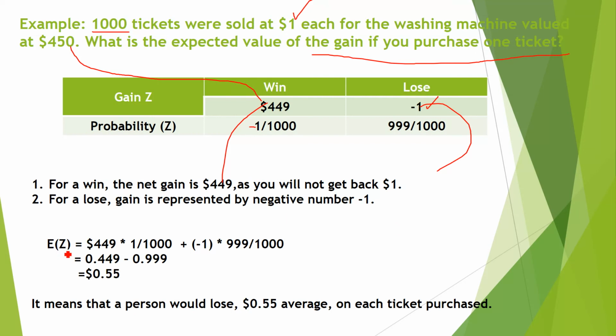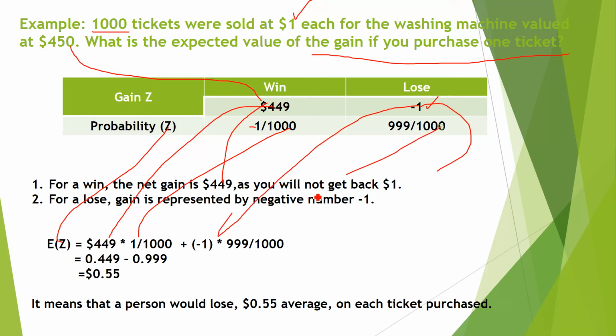So same expected value of z. Why am I using the letter z? Because now this is the variable. Same formula, whatever we have used in order to calculate the mean. This is the outcome, 449, multiplied by its probability. This is the outcome, multiplied by its probability. Simplify it, you will get -$0.55. It means that a person would lose 55 cents, you can say, on average on each ticket purchased, right?